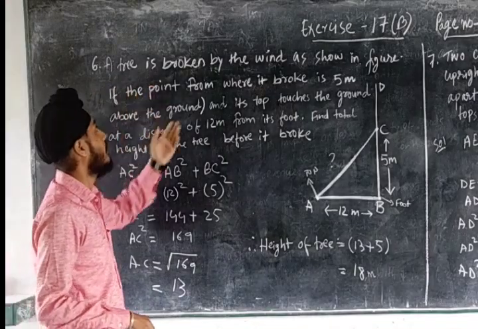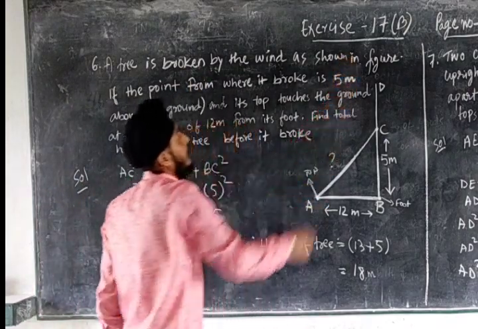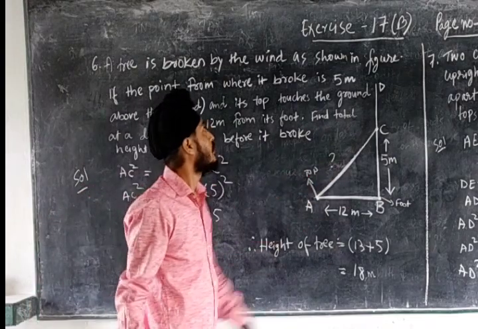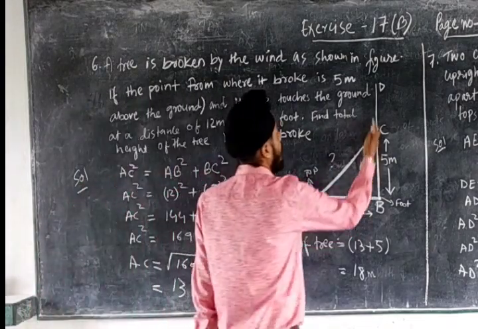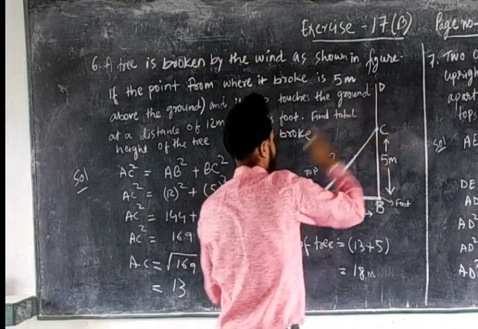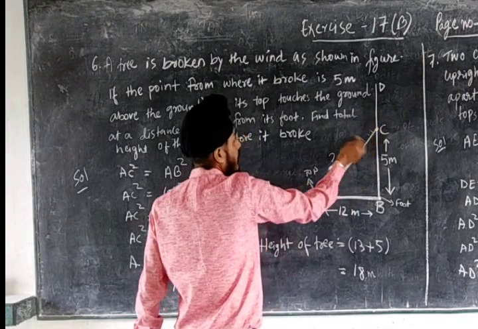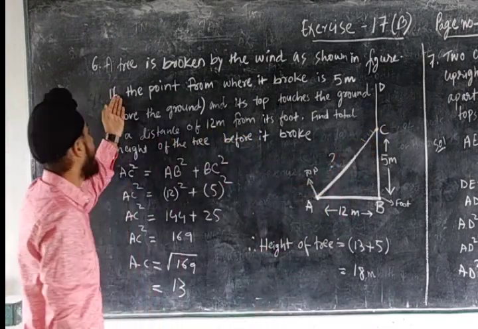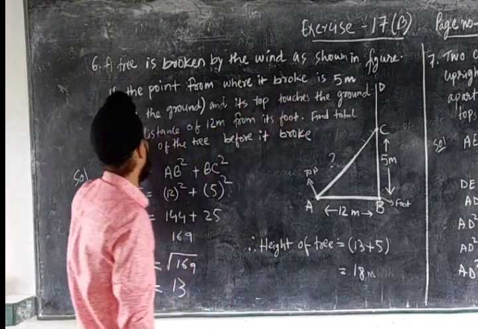A tree is broken by the wind as shown in the figure. So this is the figure. You can see that here one tree is broken. Suppose the tree was here and it broke to your left hand side. So this is your broken tree. What happens if the point from where it broke is 5 meters above the ground?